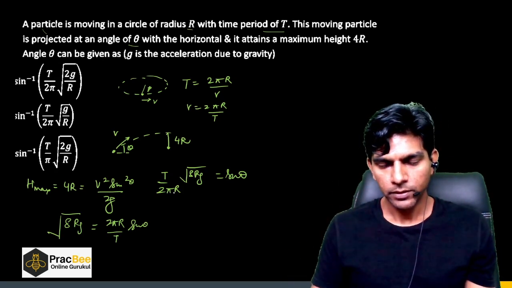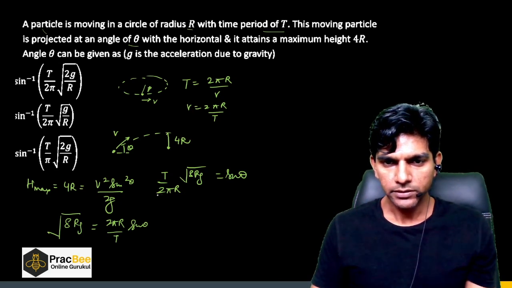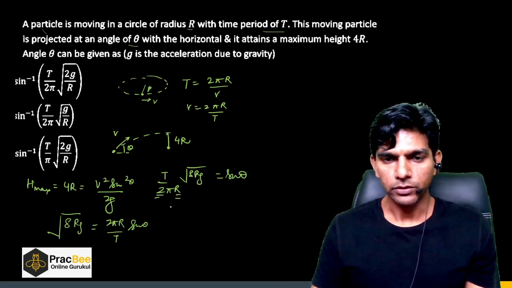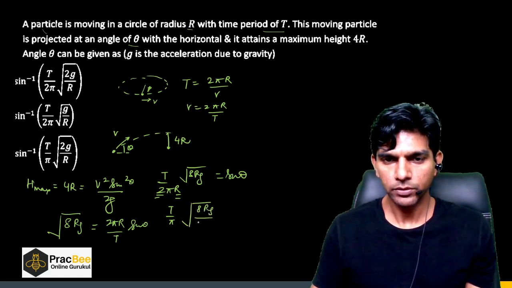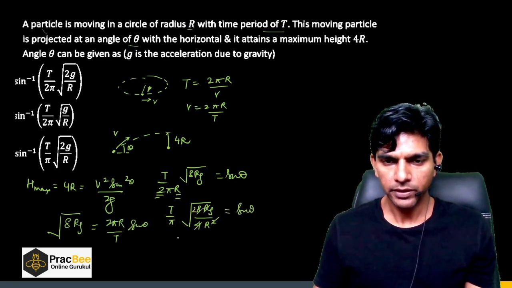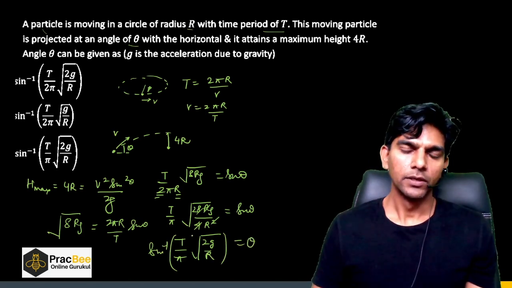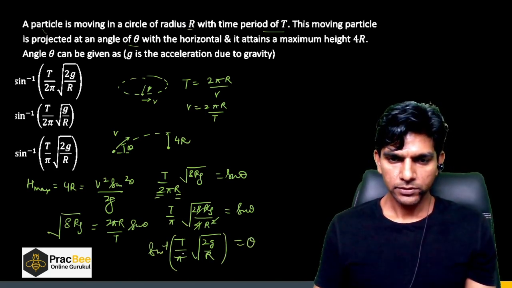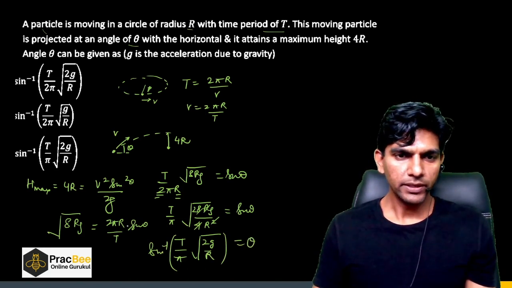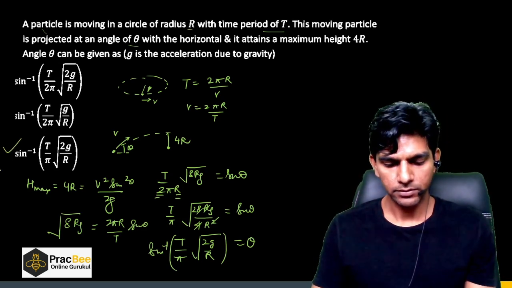If you look at the options, we have T and pi outside. Let us take this 2r inside the square root. So T by pi root of 8rg upon 4r square. One r will get cancelled out, so we have 2 in the numerator. So from here it comes out to be T by pi root 2g by r. So if I take the inverse of that, this will be the angle. So theta is sine inverse T by pi root of 2g by r. So option C is the right answer, right?